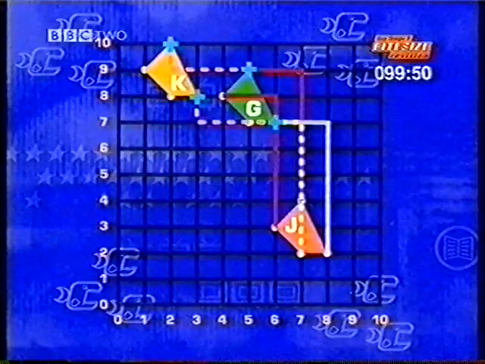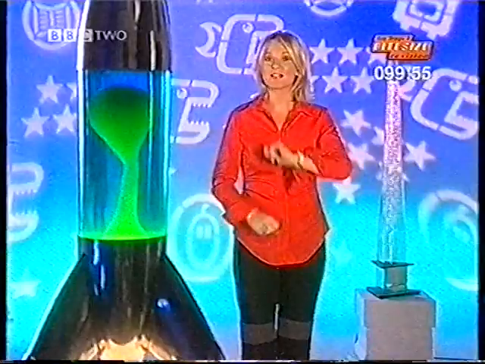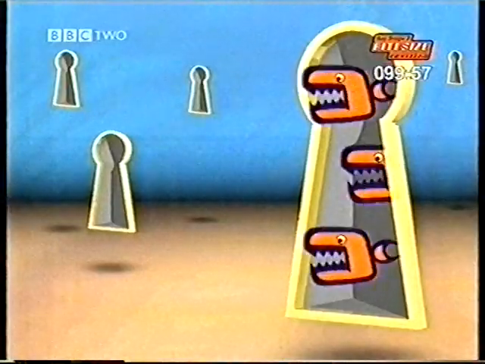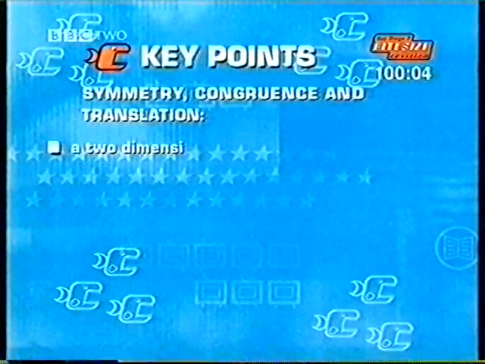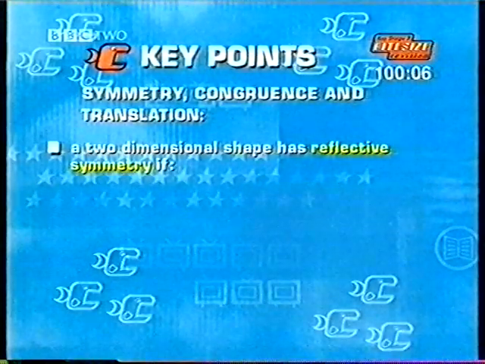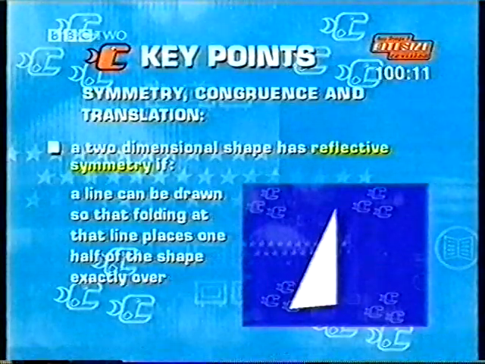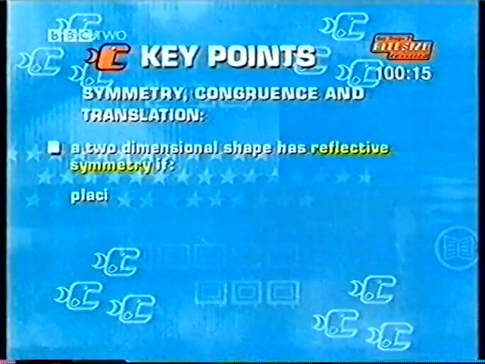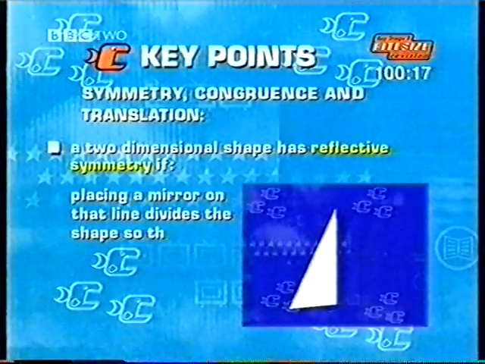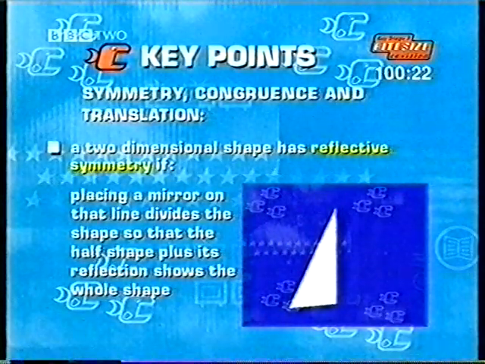Okay, that's the basis of symmetry, congruence and translation. For a summary, let's go to the key points. A two-dimensional shape has reflective symmetry if a line can be drawn so that folding the shape at that line places one half of the shape exactly over the other half of the shape. Or placing a mirror on that line divides the shape so that the half shape plus its reflection shows the whole shape.